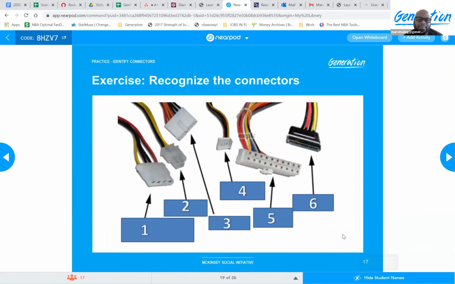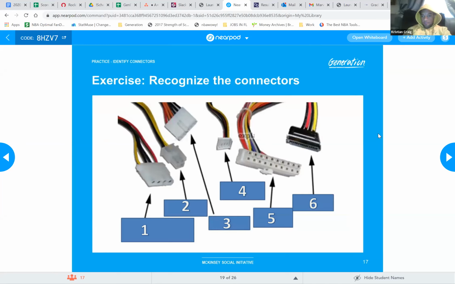All right. We talked about some of these, and the ones that we talked about, I'm expecting you to know. So let's see. Christian, number 6. What is that connector? Should be your SATA connector, correct? I like it. Pass the ball to somebody else, Christian.